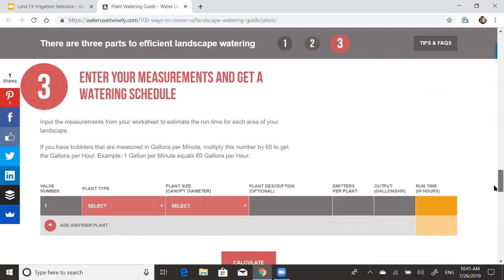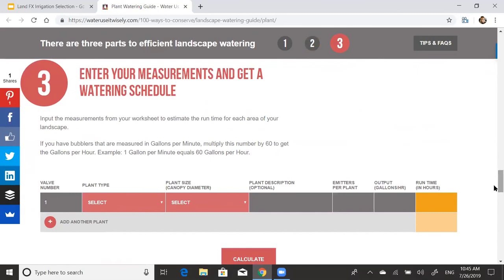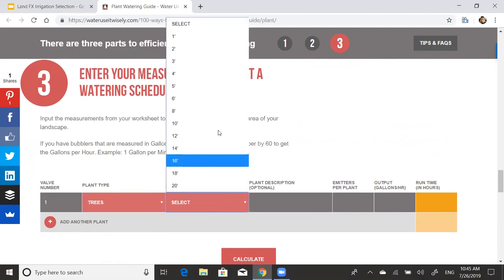And then in regards to what I was referring to before, if we're using this chart where you're selecting the plant type, tree, canopy diameter, I don't know, let's just throw a number in here. This is a small one.